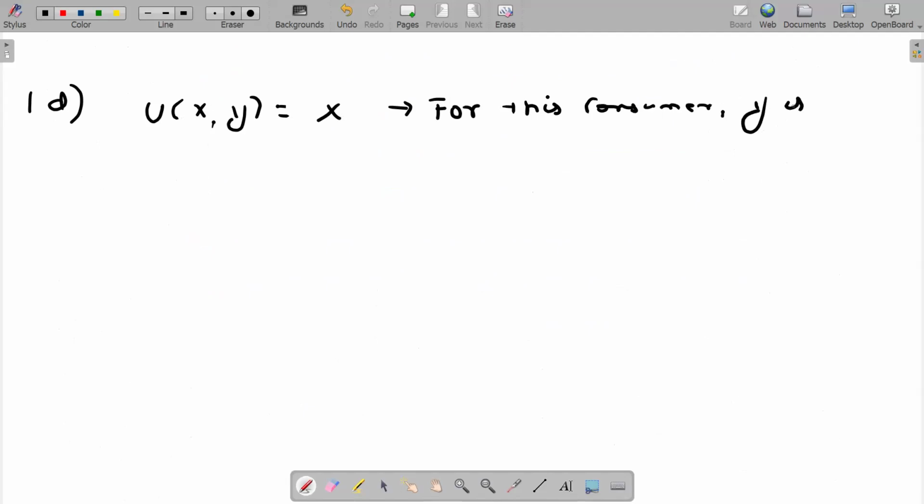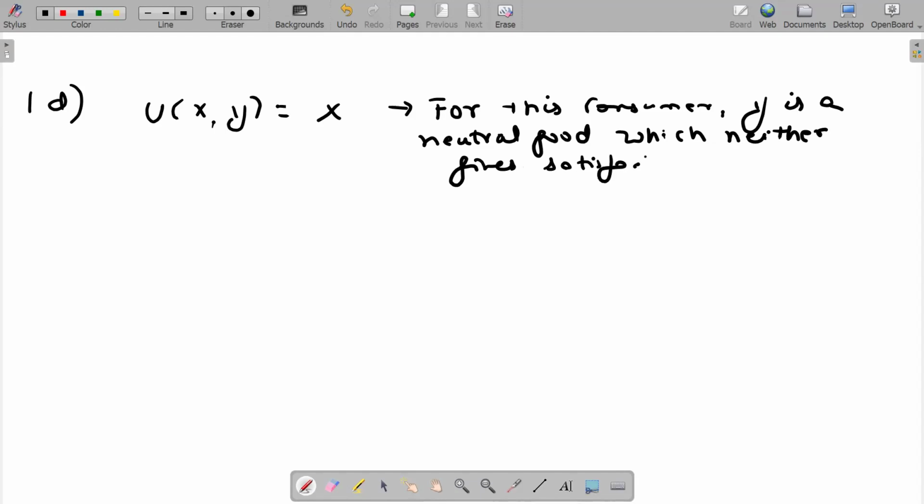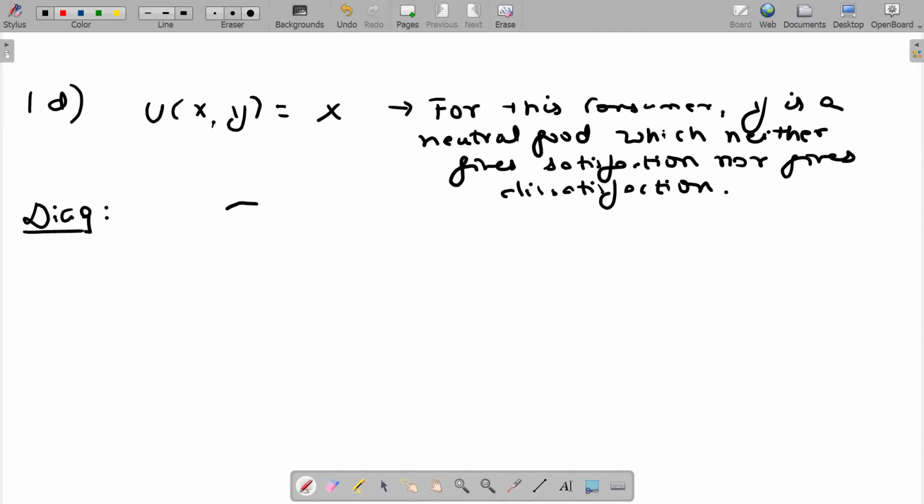For this consumer, y is a neutral good, which neither gives satisfaction nor dissatisfaction. Remember from my lectures on utility theory, neutral goods are those goods which neither give you satisfaction nor dissatisfaction. So if I draw an indifference map for this consumer, all she cares about is good x.